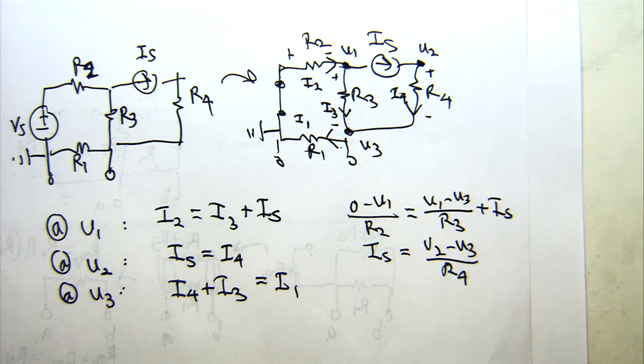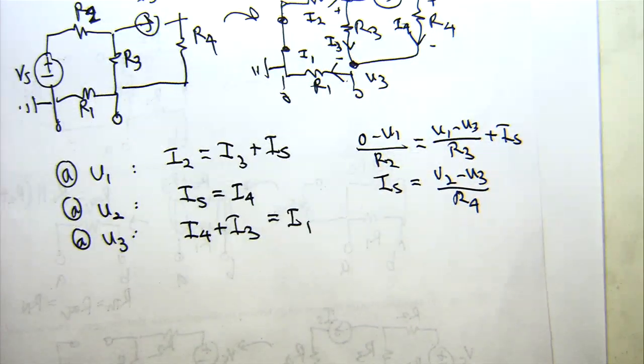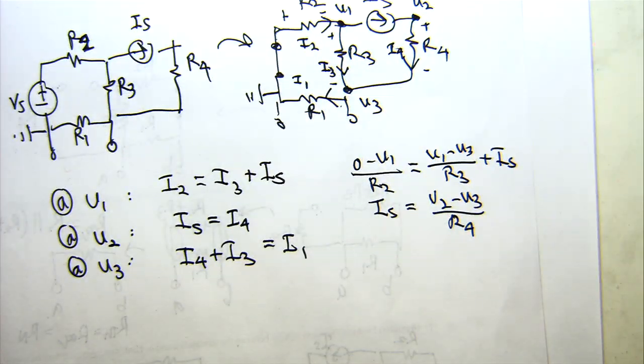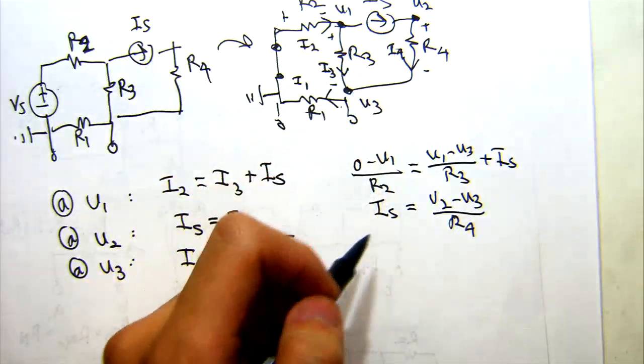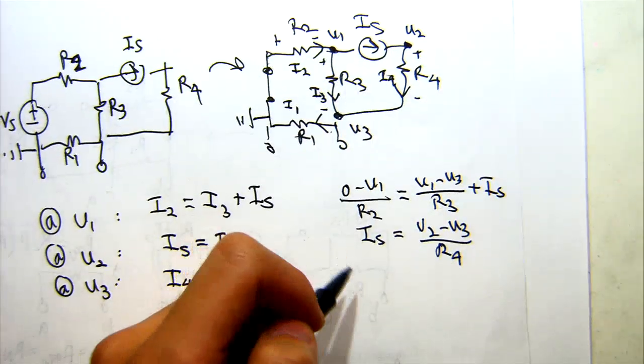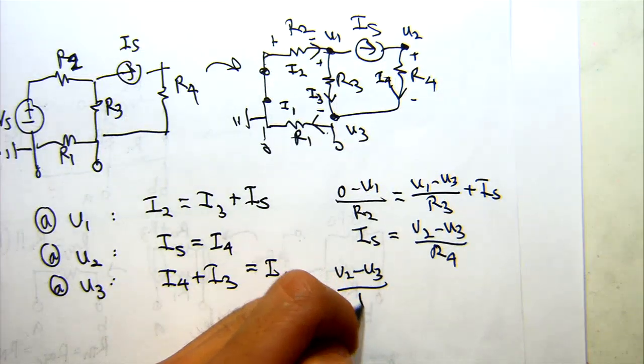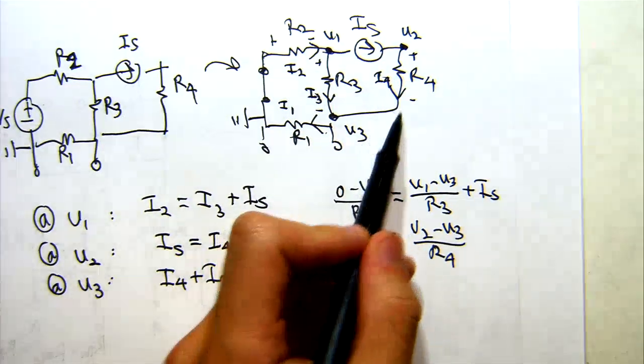Okay. We'll jump into the third one. So for this U3 node, we can also write expressions again. Like let's say we take I4, we start at the U2 node, and then we go to U3. So that branch voltage will just be U2 minus U3. If we divide by the resistance R4, then we get the current coming in.